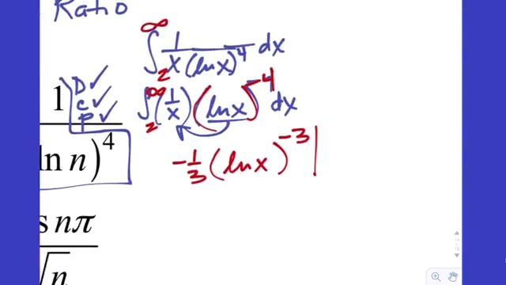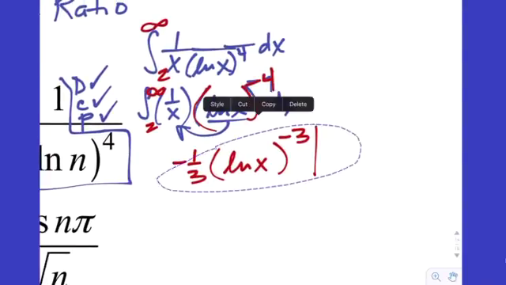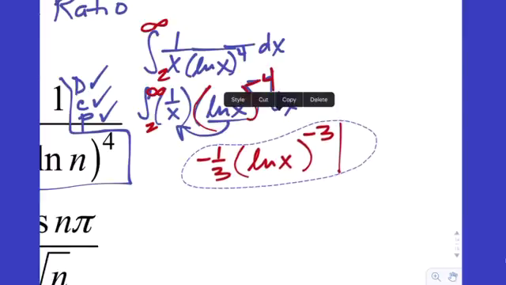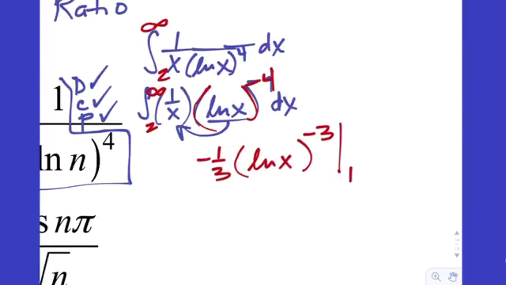If this were a free response, remember we can't just leave infinity up there. It has to come from a limiting process. So let's say it's from 2 to b, and we'll take the limit. Thank you, old habits.